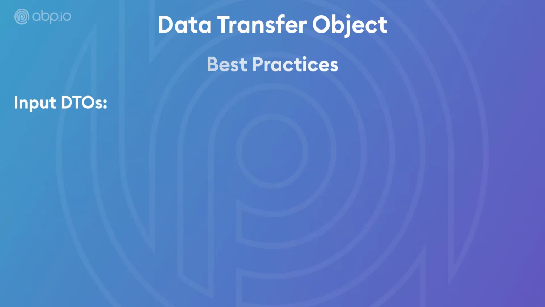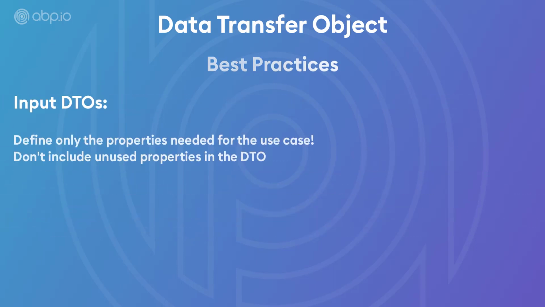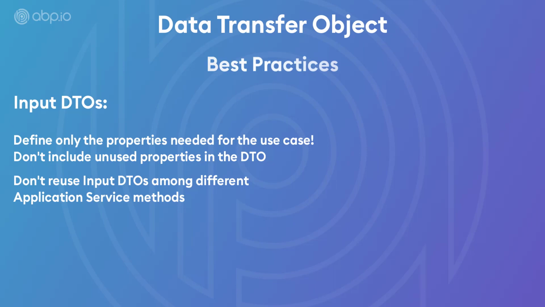As for the best practices for the input DDOs, only define the properties that are needed for the use case. Do not include properties that are not used for the use case. It could get very confusing. Don't reuse input DDOs among different application service methods.